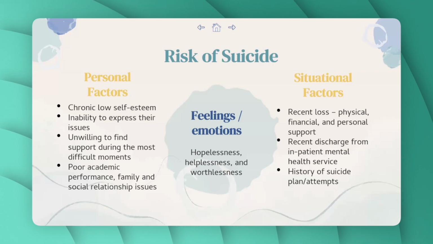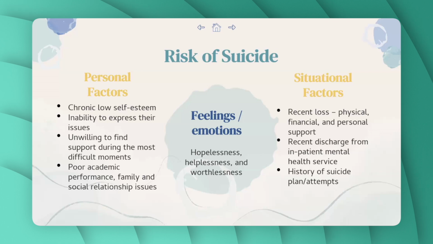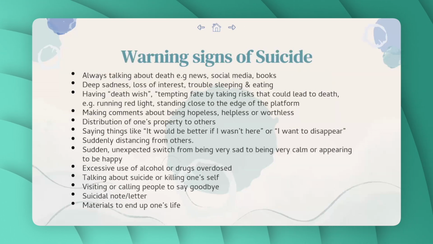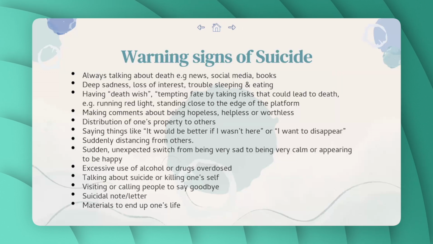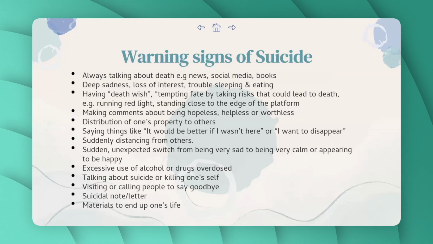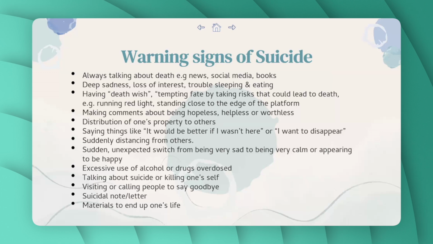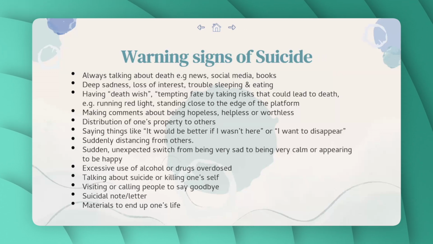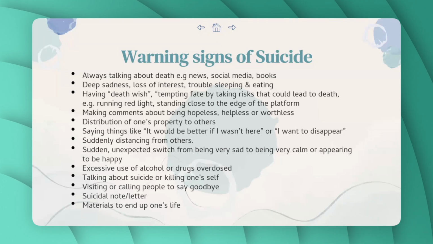Okay, so if you detect feelings like this, you should pay more attention. So you know about the risks. So what are the signs? First of all, sometimes they always talk about death. Probably from the news, probably from the social media or books they share. They talk about this all the time.